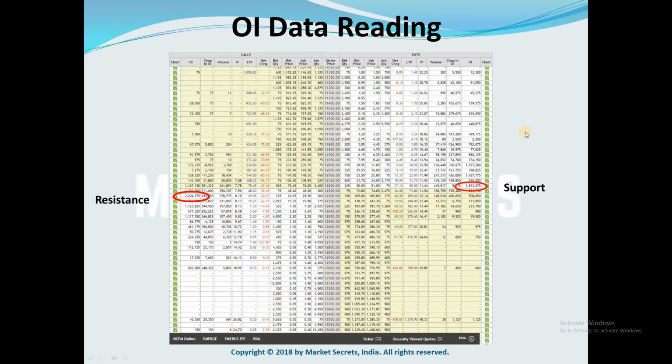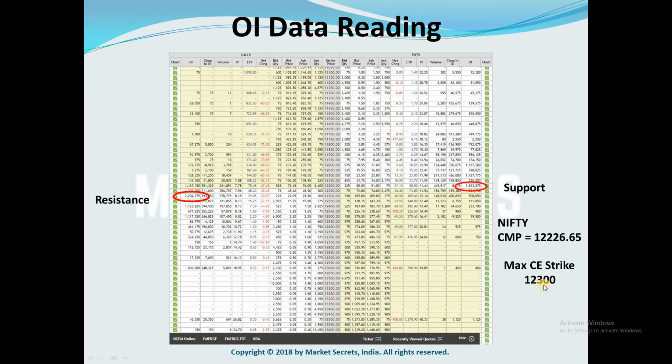Before we move forward, I'll give you a few more data points. Nifty is currently trading at 12,226, and remember, calls are called CE and puts are called PE. Max CE strike represents the strike price which has the maximum number of call contracts, which is 12300.